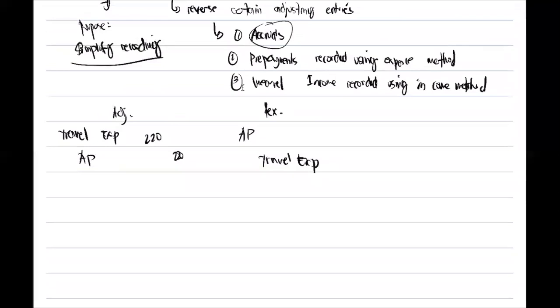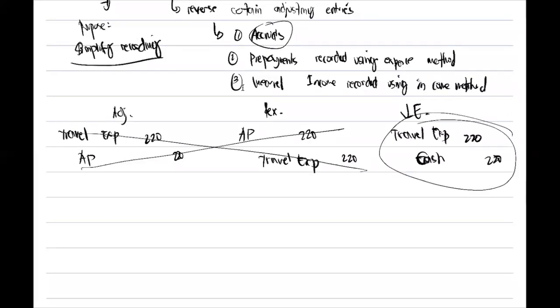Okay. So, that's your reversing entries. So that if you will make your journal entry, hindi mo na siya titignan na kailangan mo pang bawasan yung accounts payable mo. So, ang gagawin mo na lang, travel expenses and cash, 220. So, hindi mo na tinignan na may accounts payable ka pa pala. So, diniretso mo na lang siya. So, kung papansinin niyo, magzi-zero out naman yan.